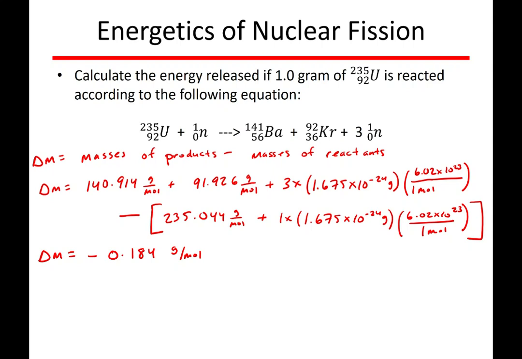This is a pretty substantial change in mass, right? If you were to react 1 mole of uranium-235, you would see that the mass would have decreased by 0.184 grams. That's a pretty substantial amount of missing mass. And again, that has to be accounted for, right? The law of conservation of mass says that you can't just say, oh, well, I guess it's gone, goodbye. That mass must have been converted into energy.